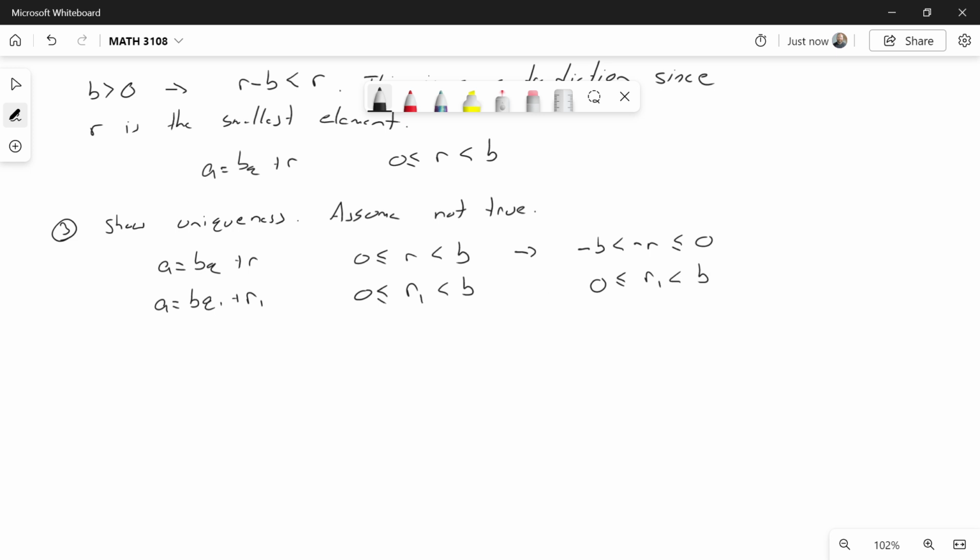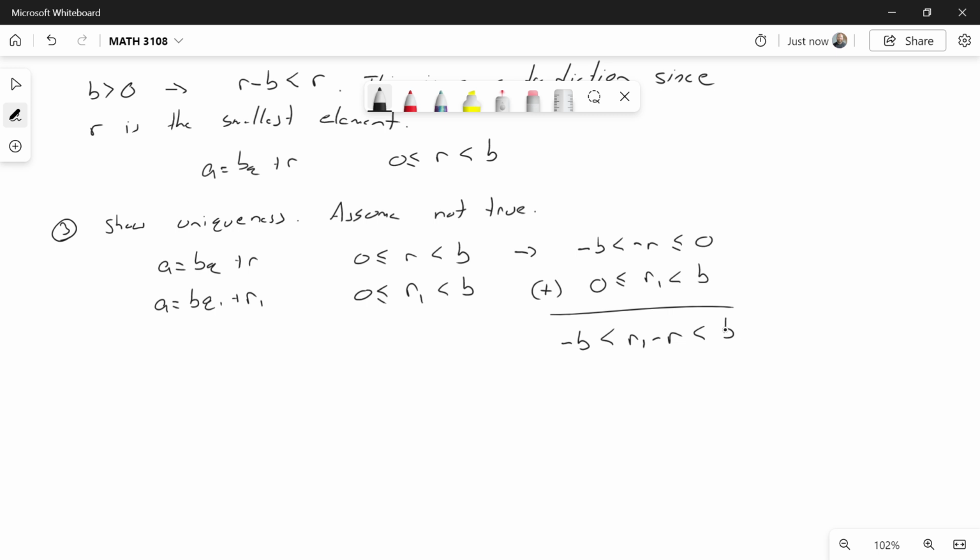And what I'm going to do is add these two inequalities together. If I add these together, I'm going to get negative b is strictly less than r1 minus r, which is strictly less than b. Okay, so at this point we can ask the question, well, how is this helping? Well, it hasn't helped just yet, but I want to replace this r1 minus r with something.